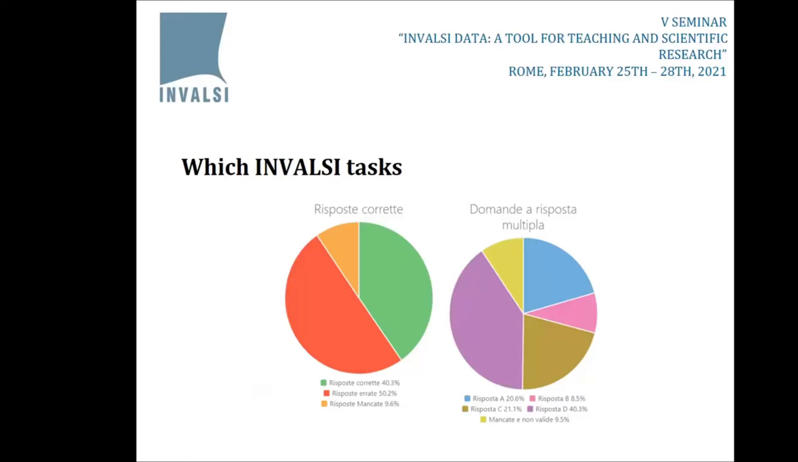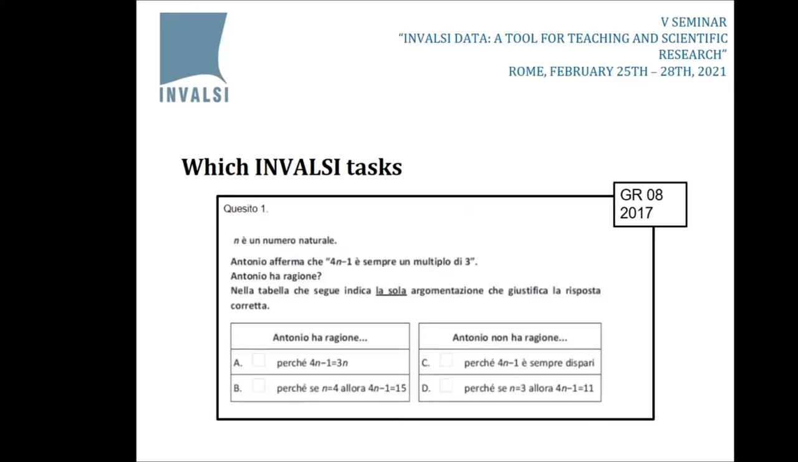And the missed answer is 9.6%. We focused our attention mostly on item C, and we will see it is significant for the analysis in the following.